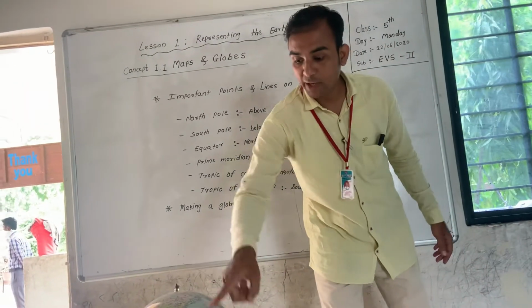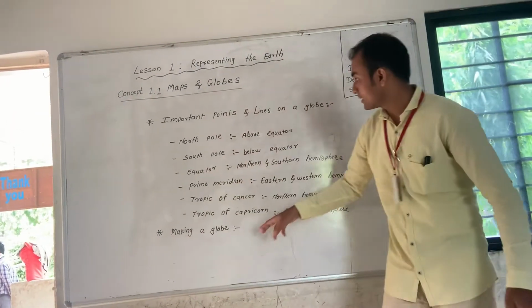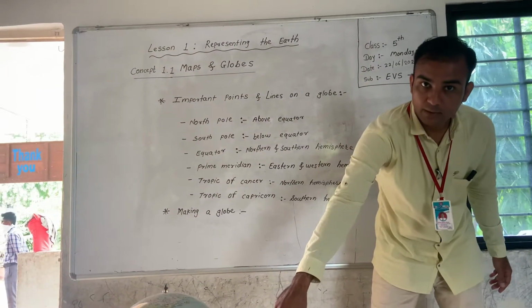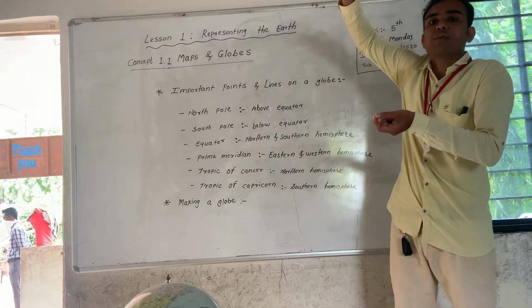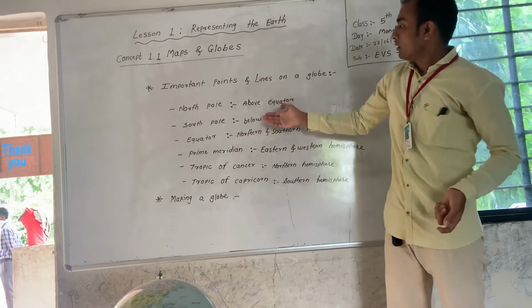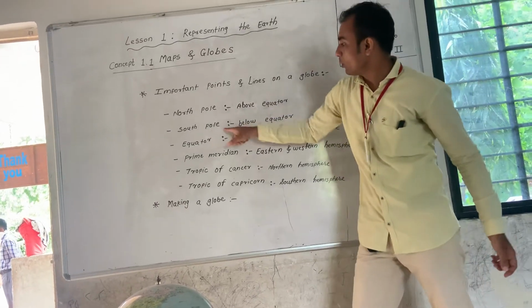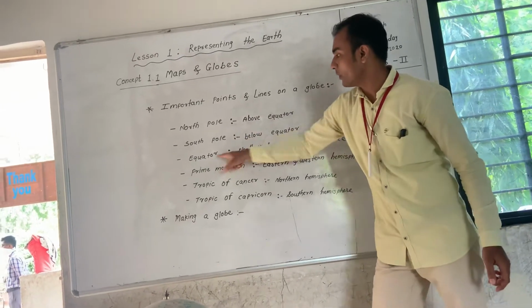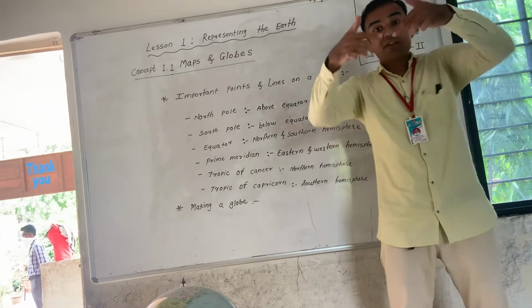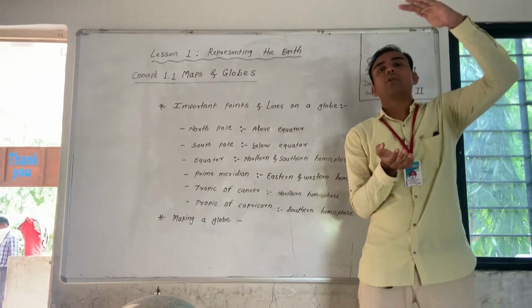That is the North Pole, and that is above the equator, and that is the South Pole. That is the end side. These are the two end sides of the globe. That is below the equator. Where is the South Pole? Below the equator. And the equator is the imaginary line between the North and South Pole.